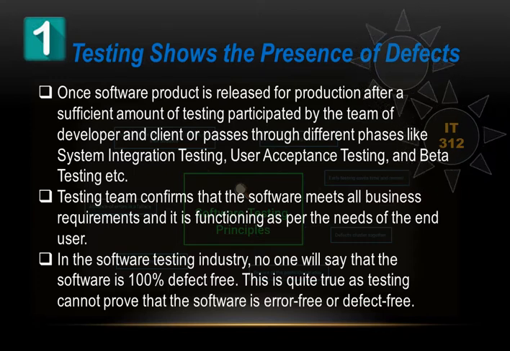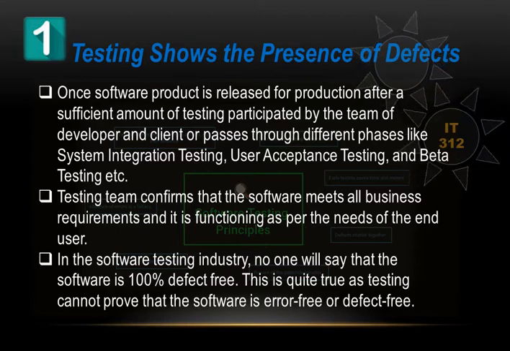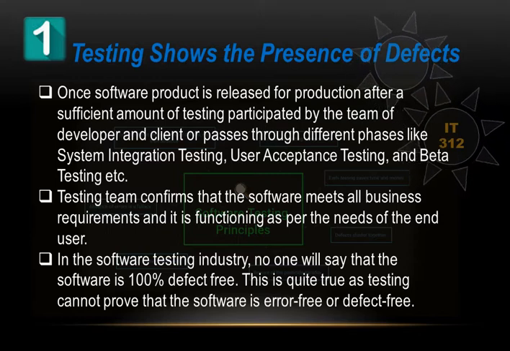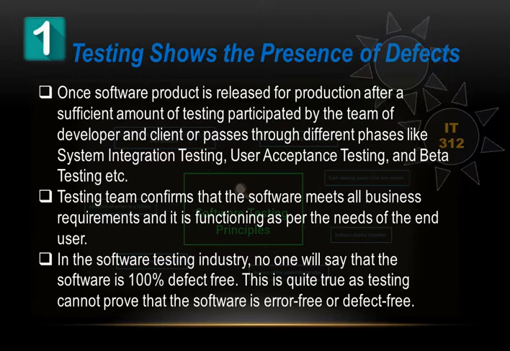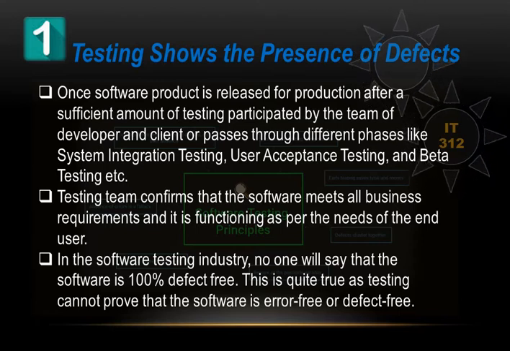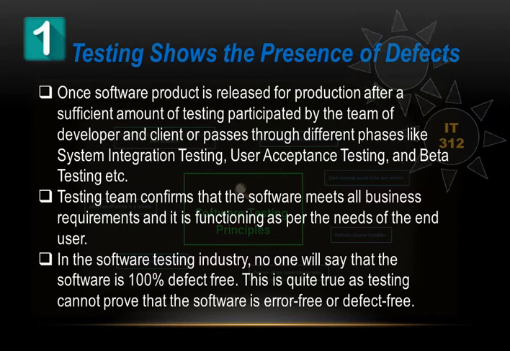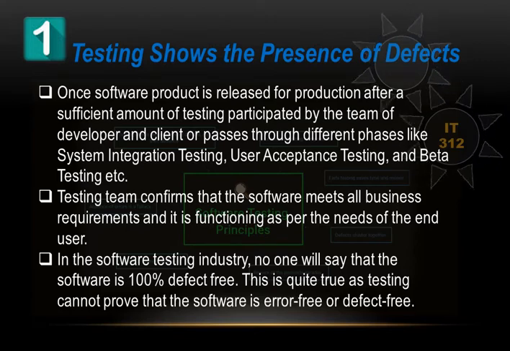The testing team confirms that the software meets all business requirements and is functioning as per the needs of the end user. In the software testing industry, no one will say that the software is 100% defect-free. This is quite true, as testing cannot prove that software is error-free or defect-free.